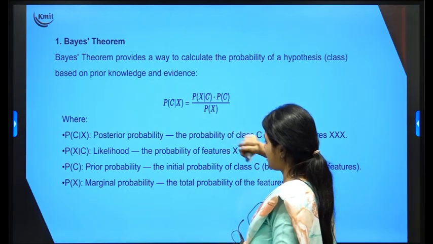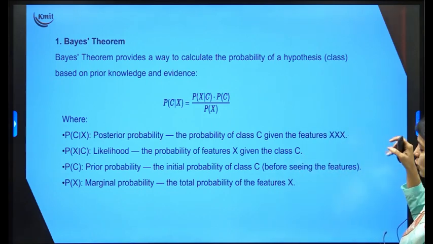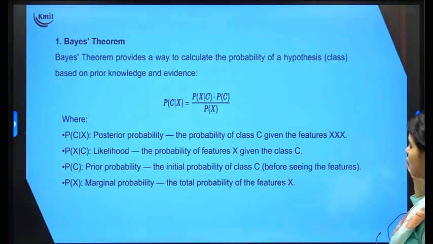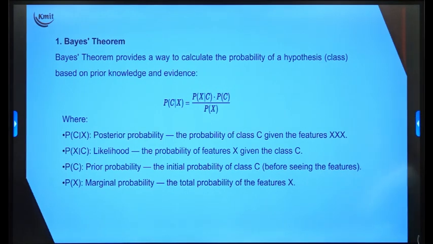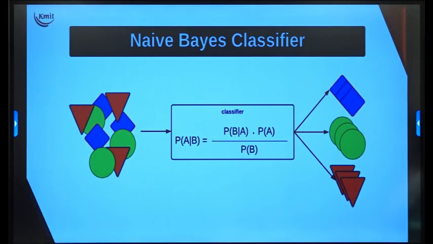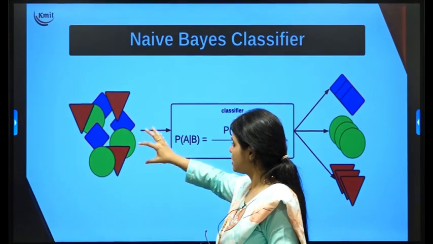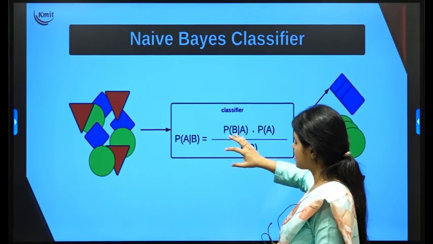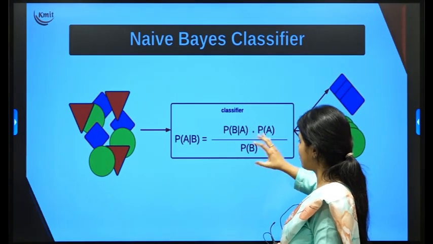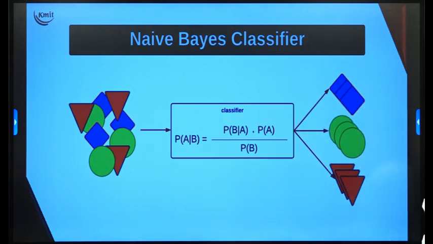Marginal probability is nothing but the total probability of the features X. Prior probability is the initial probability of class C, that is, before seeing the features. So this is Bayes theorem, which all of us know. For the Naive Bayes classifier, I have multiple inputs given here. Based on this I calculate the probability of A given B, which is P of B given A into P of A by P of B. Based on this I have my classification done.